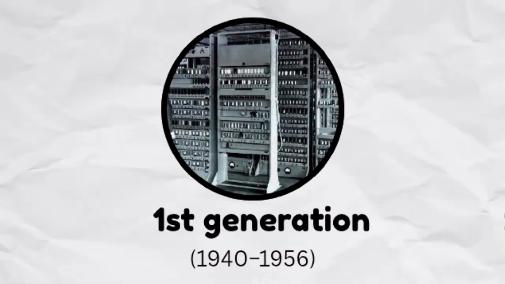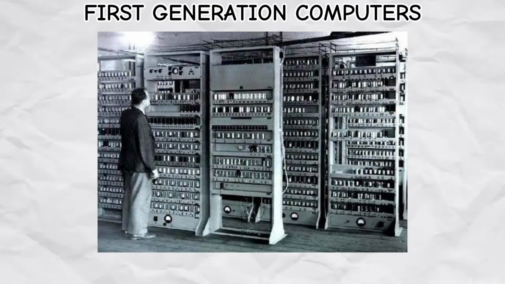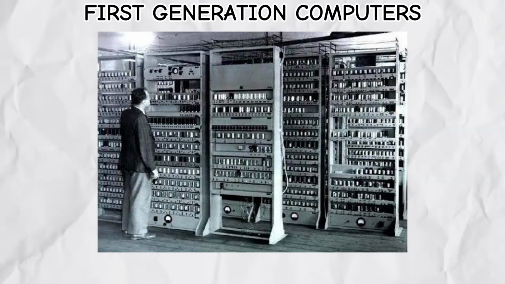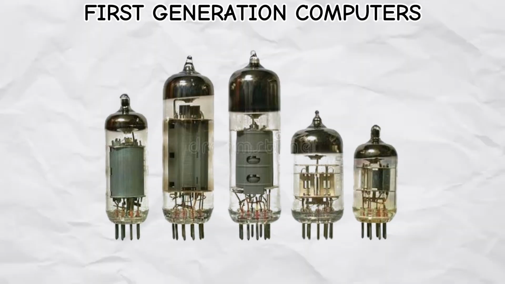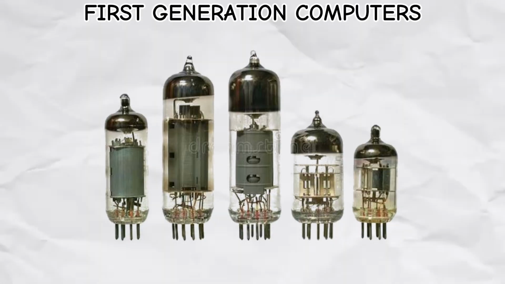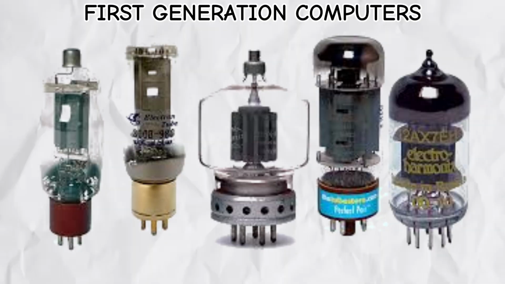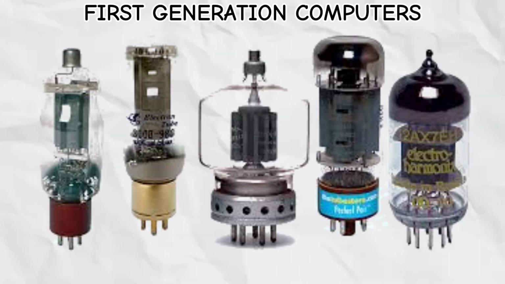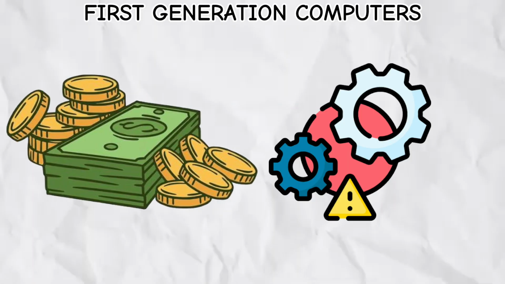First-generation computers, 1940 to 1956. The story of computers begins in the 1940s with what are known as first-generation computers. These machines were built using vacuum tubes, which were large glass components used to control and amplify electrical signals. Although revolutionary at the time, vacuum tubes made computers extremely large, expensive, and inefficient.